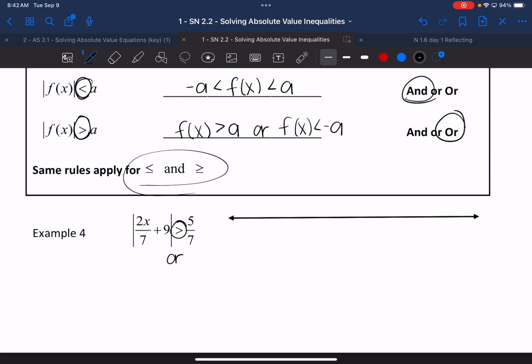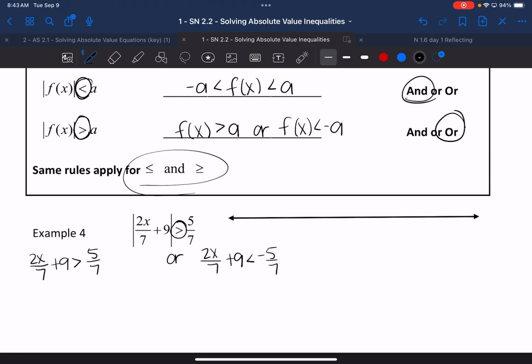So for my first one, remember we keep it the same, right? So I'm going to have 2x over 7 plus 9 is greater than 5 over 7. And then for the other one, I'm going to have 2x over 7 plus 9 is less than negative 5 over 7. Nice. All right. Okay, and now we need to solve. So what am I going to do first?